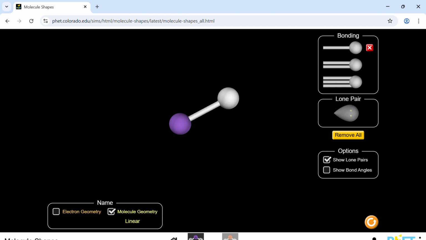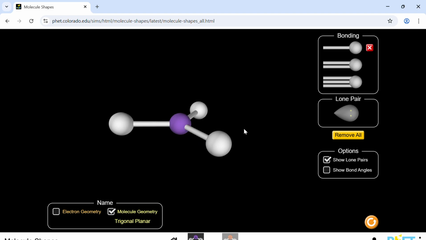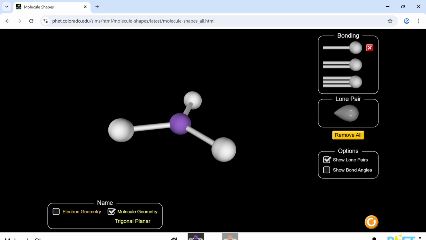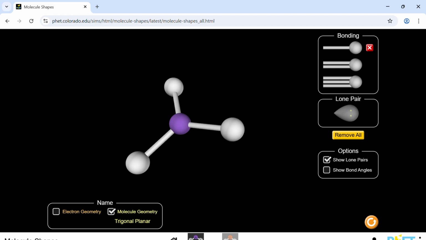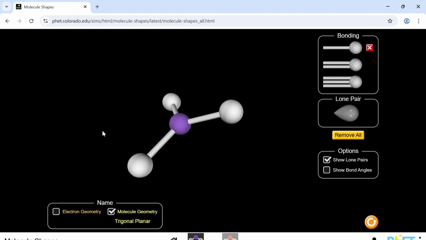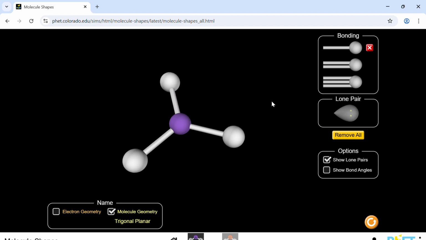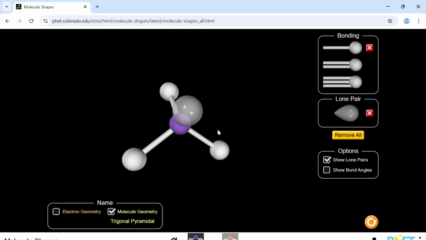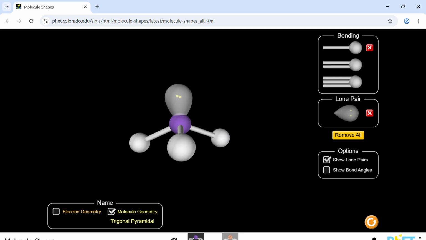So the central nitrogen atom will have 3 single bonds with the 3 hydrogen atoms. And this is a trigonal planar model, as we discussed before. However, in this case, the nitrogen atom will have one more lone pair, which will sort of push the 3 covalent bonds down to form a trigonal pyramidal shape, just like this.